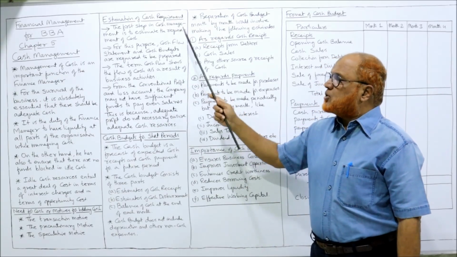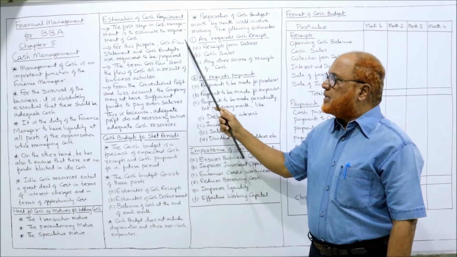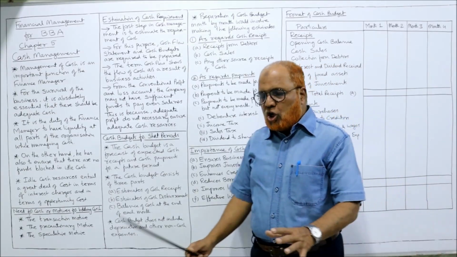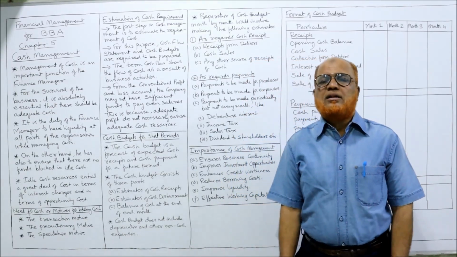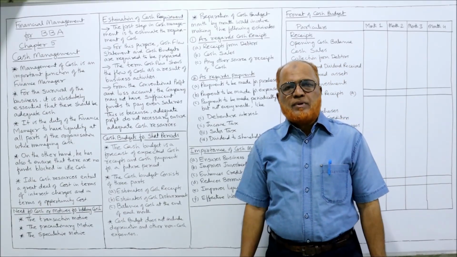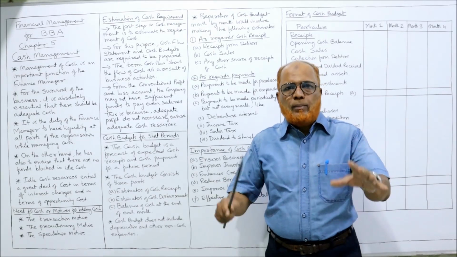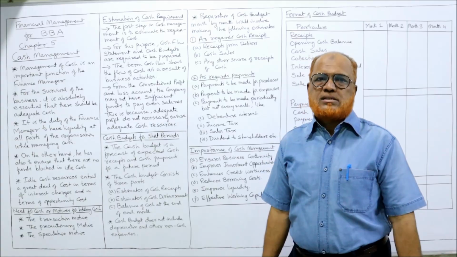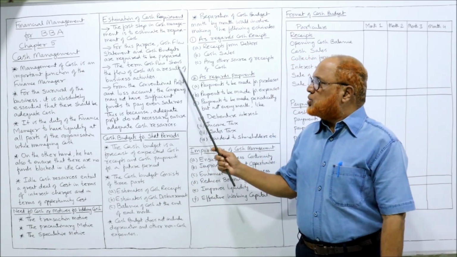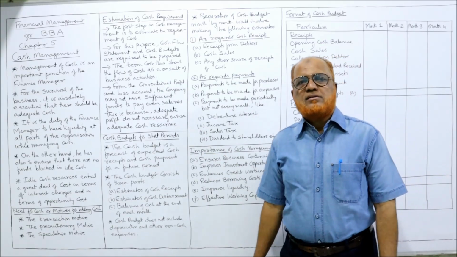So the first step in cash management is to estimate the requirement of cash. For this purpose, cash flow statement and cash budgets are required to be prepared. Normally, 2 techniques are there for estimating the cash. The first is cash flow statement and the second one is cash budget. So normally these 2 techniques will be applied in order to estimate the cash.